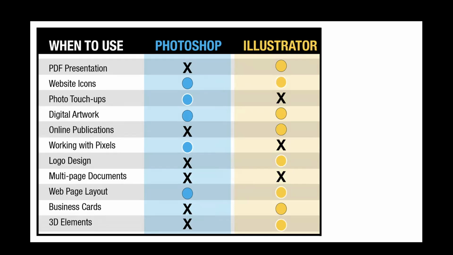Illustrator. Now they have yellow dots for what they're really, really good at. So they're good at PDF presentations. They're fantastic for website icons. They're good for digital artwork. I would actually put a white stroke on that because I think they are phenomenal for digital artwork. They're also okay for online publications. They're not as dynamic as InDesign. I think you'll see as soon as we get into it that InDesign is much better with publications because whenever you say publications, you're talking text, you're talking video, images, you're talking multiple pages.